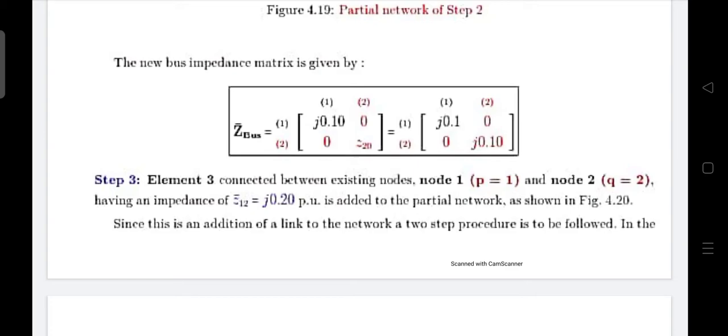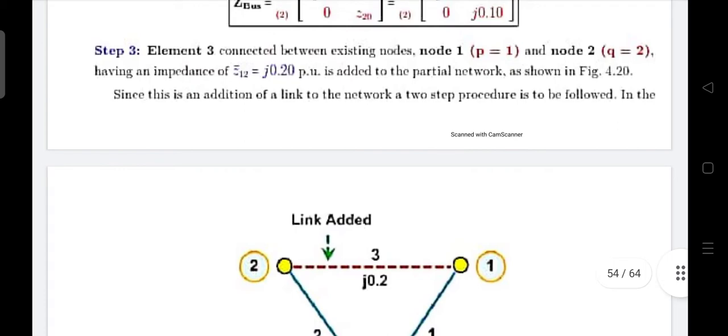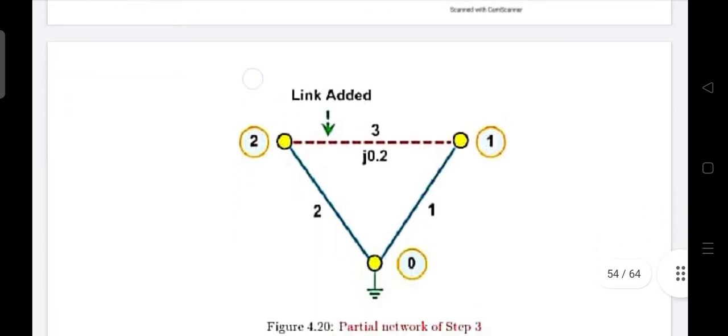It means we are making modification 3. We are connecting an impedance between two old buses. So it will give us something like this.